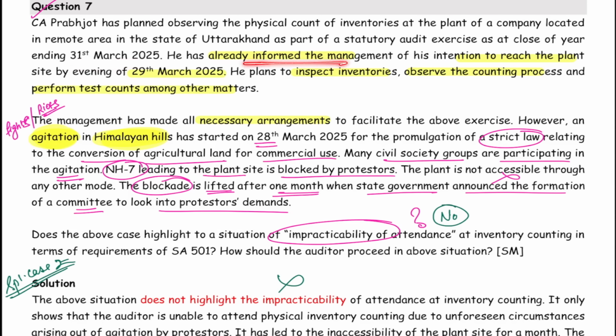He has already informed the management that he will reach the plant on 29th March. He plans to inspect the inventory, observe the count process, and perform test count. Management has made all the arrangements to do the inventory count. However, there is an agitation in the Himalayan hills. There is some riot, there is some fight on 28th March. Okay, and many civil society groups are participating in the agitation. The road NH7 is blocked by the protesters. The plant is not accessible through any other mode. The blockade is lifted after 1 month when the state government announced formation of a committee to look into the protesters' demand.